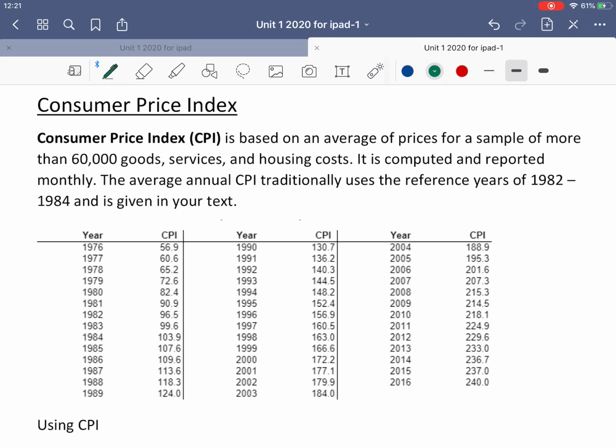The Consumer Price Index, which is often abbreviated CPI, is based on the average prices for lots and lots of goods, services, houses. It's computed and reported monthly from the Bureau of Labor Statistics. You can find it on their website. There's actually several stages of CPI. What we're going to use here, and the most common, is CPI-U. It's the Consumer Price Index for urban people, just because that fits the largest percentage across the country.